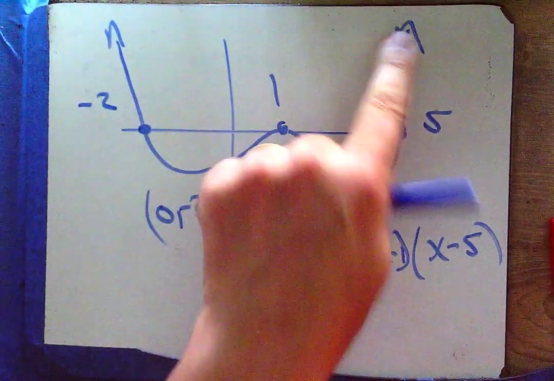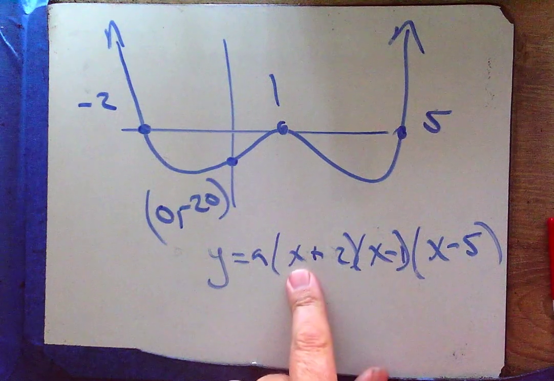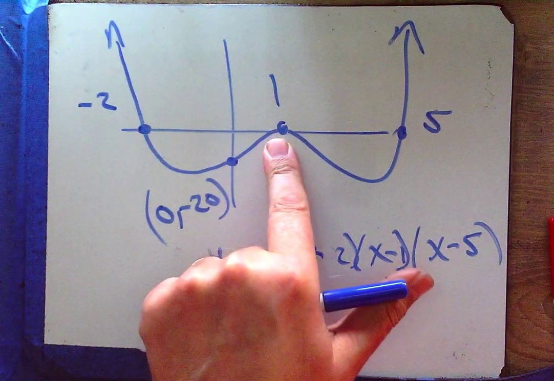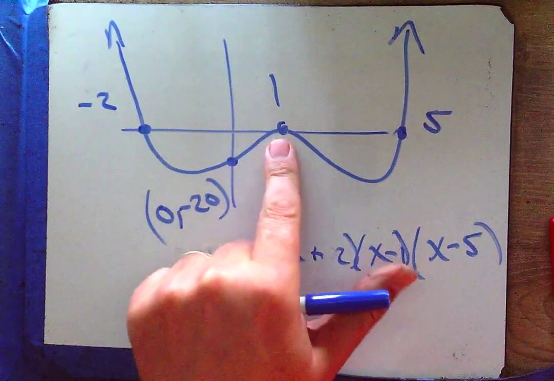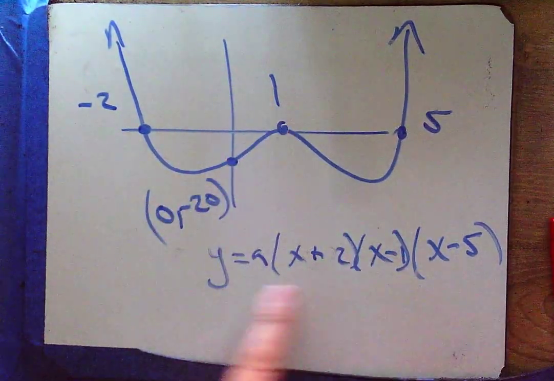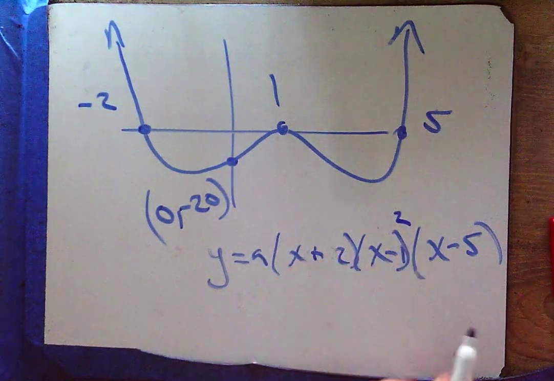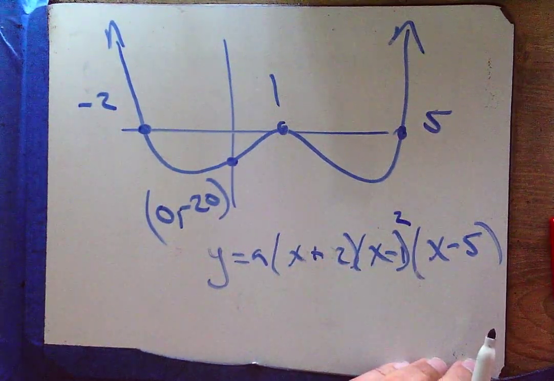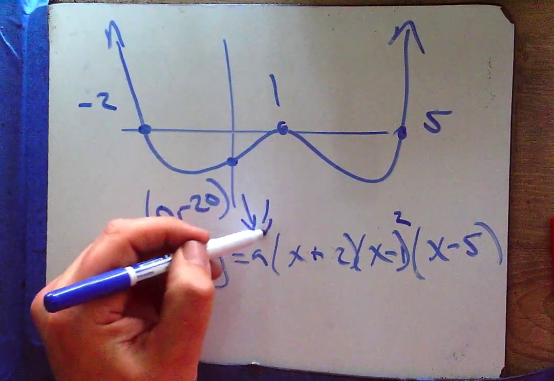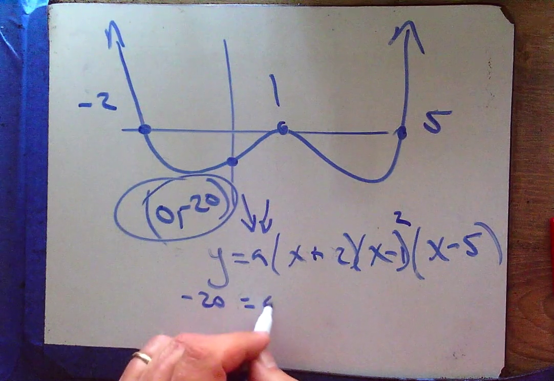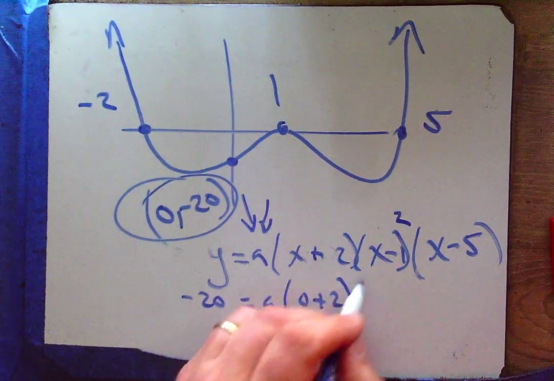Now I notice I have a 4th degree polynomial, but if I FOIL this out, I only get x to the 3rd, and I see a bounce. So how does that bounce at 1 change this? That's right, an even multiplicity on the x minus 1 factor. Are we done? No, there's still that a value. Luckily I have this y-intercept to plug in to help me solve for a.